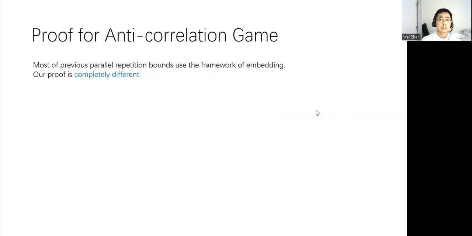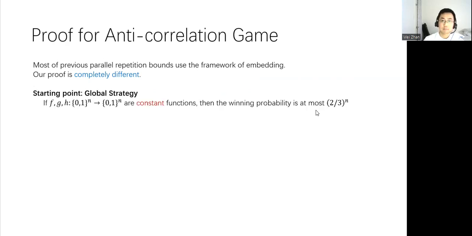So let's dig a little into the proof for the anti-correlation game. We know that our proof is interesting in its own right because most of the previous bounds on parallel repetition use a framework of embedding, whose goal is to basically find an embedding or many embeddings of the original game in the parallel repetition game. But our proof is completely different from this.